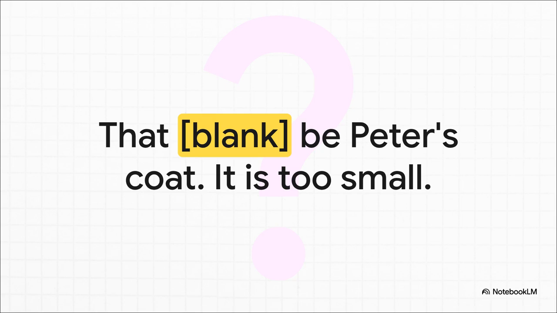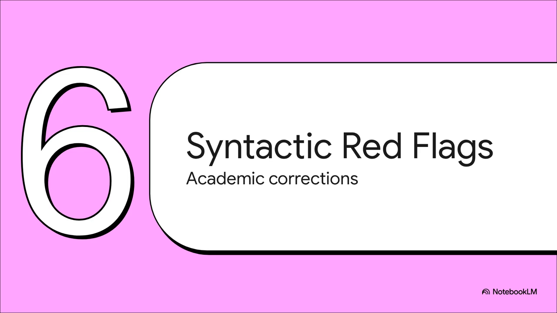Let's do one more check on this. That blank be Peter's coat. It is far too small. Are you going to choose might not or can't? Can't is the only correct option here, because the physical size of the coat makes it a logical 100% impossibility for it to belong to Peter. And finally, Section 6, Syntactic Red Flags.